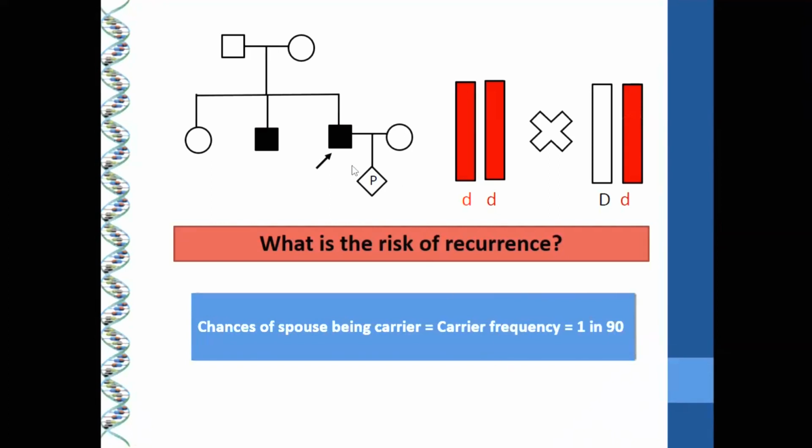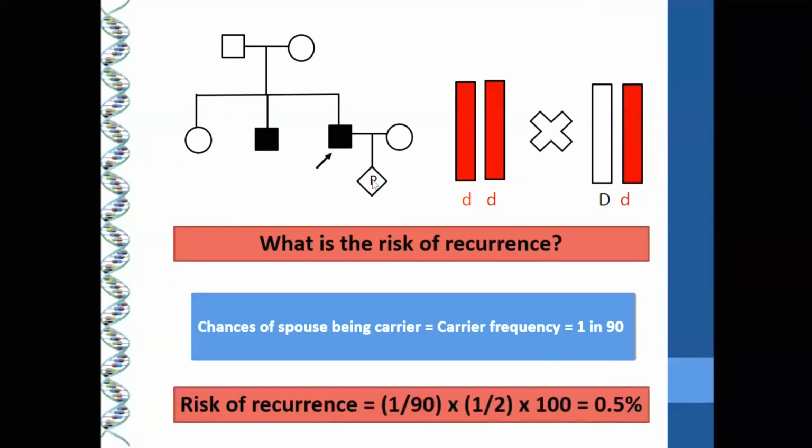Suppose any disorder has a carrier frequency of 1 in 90, then the chance of the fetus being affected will be half into 1 by 90 into 100, that is 0.5%. Because the carrier frequency is 1 in 90, the chance of this female being a carrier is 1 in 90, and the chance of transmitting the defective allele to the fetus is half of 1 by 90.